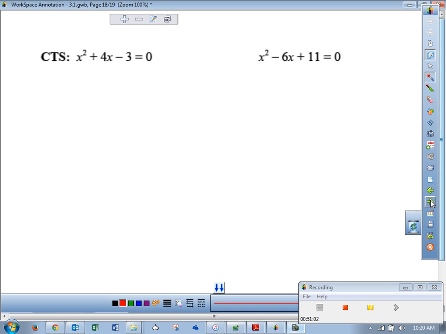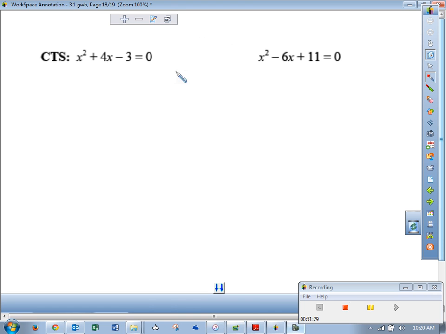Complete the square. Is A 1? Is B even? And notice you can't factor this. You cannot find two numbers that multiply together to be negative 3 and add together to be 4. Because the two numbers that multiply together to be negative 3, these are your only combos. They do not add together to be 4. So, since A is 1 and B is even, completing the square is actually a pretty simple case.